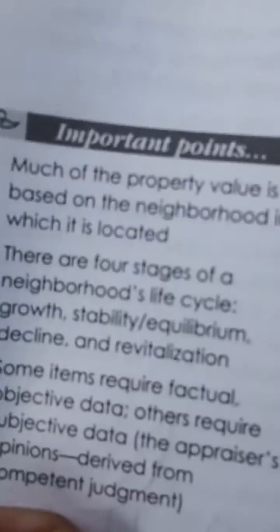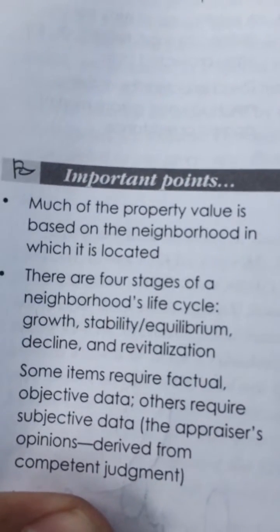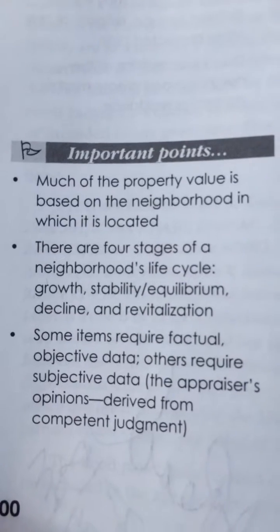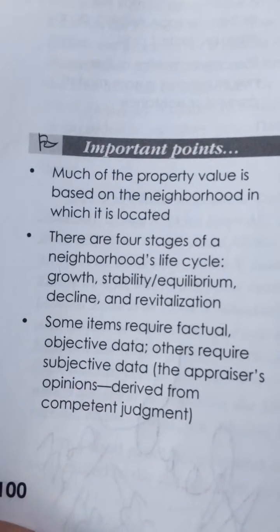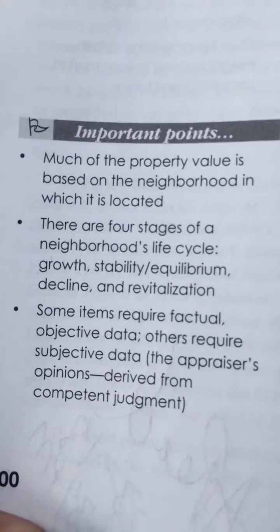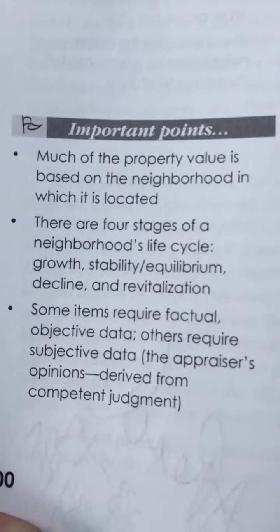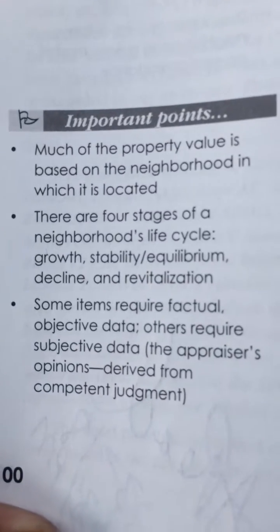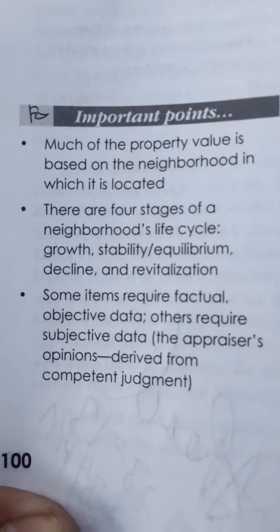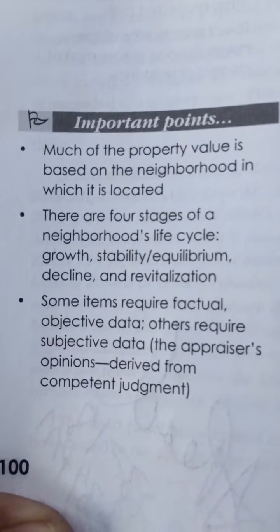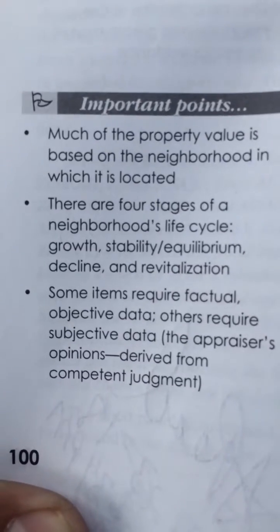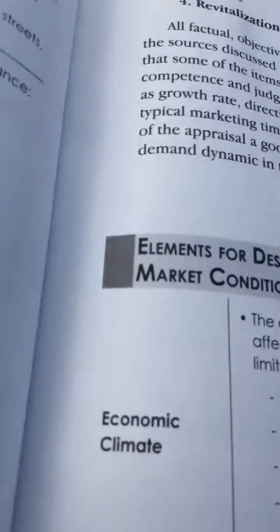Important notes or important points. Much of the property value is based on the neighborhood in which it is located. There are 4 stages of a neighborhood's life cycle: growth, stability/equilibrium, decline, and revitalization. Some items require factual, objective data. Others require subjective data, the appraiser's opinions derived from competitive judgment.